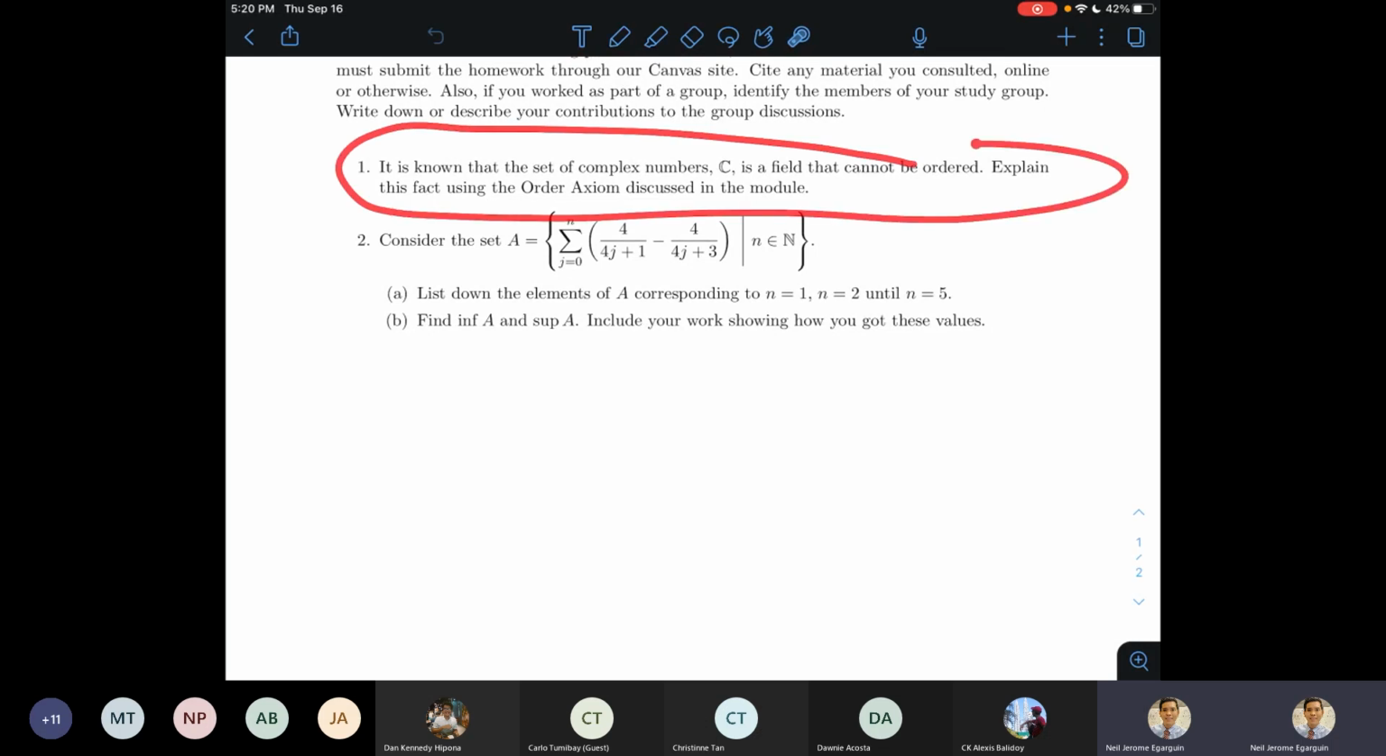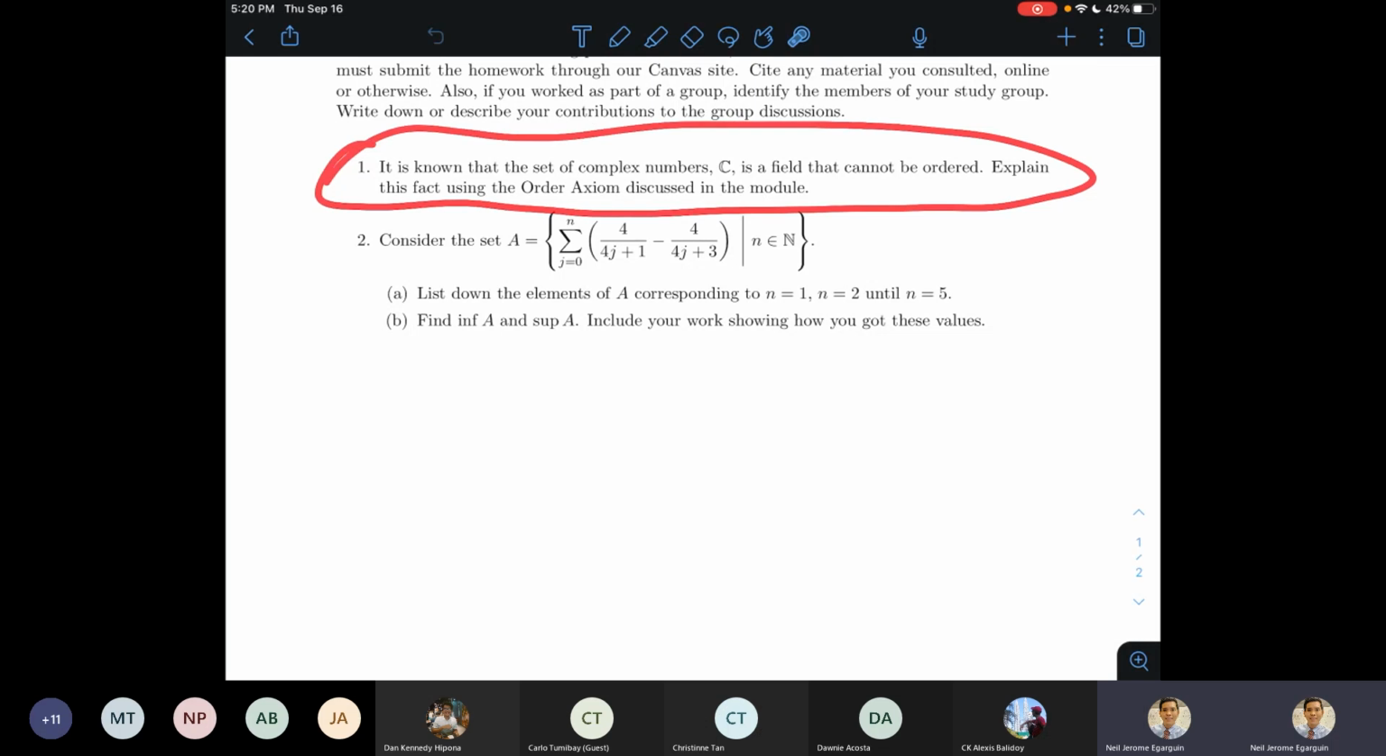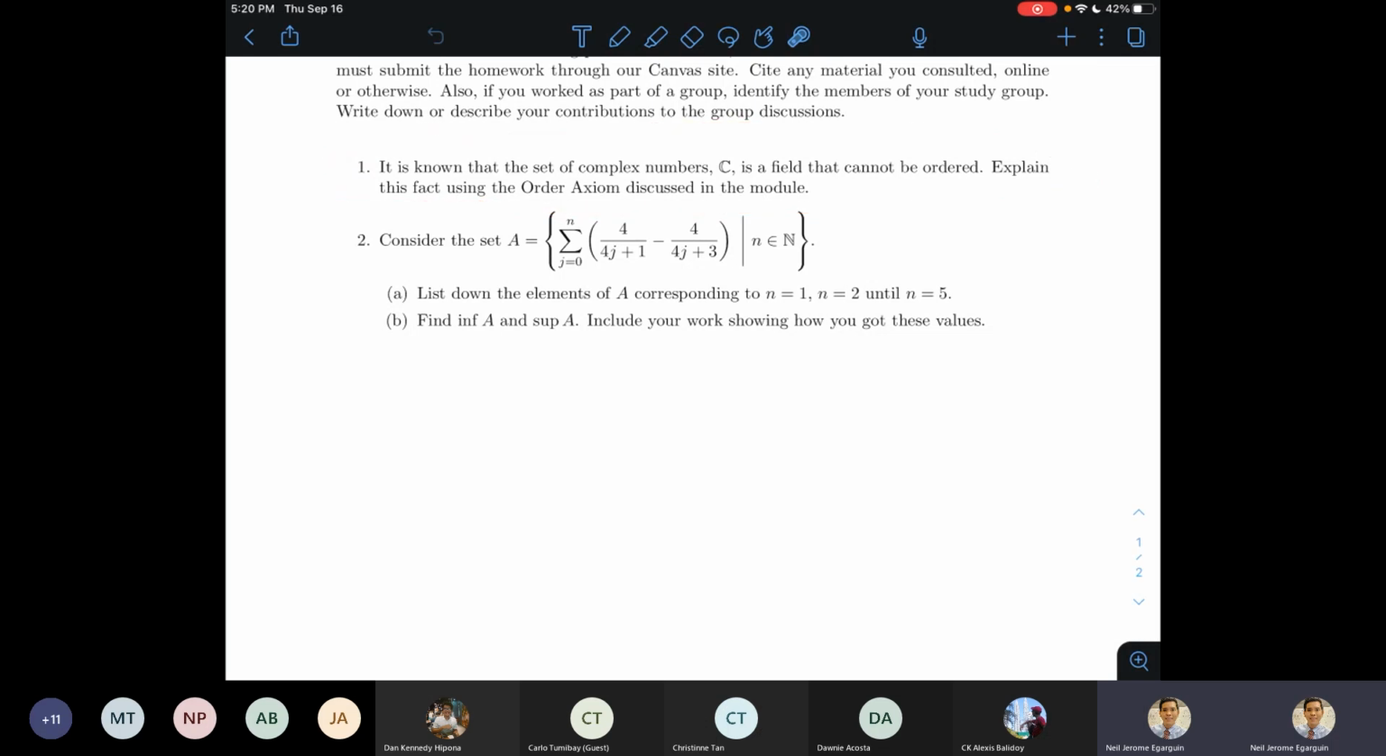I cannot say anything about number 1 yet because we haven't introduced the topic of the order axioms. Okay, pero ang gusto niyo lang sabihin na hindi na order or hindi natin kayang bigyan ng order yung set of complex numbers. So a couple of sentences, 2 to 3 sentences will do for problem number 1. Explain nyo lang, no detailed proof needed. Kwento nyo lang sa akin bakit hindi siya kayang i-order. Okay. So kung walang order, bakit? Bakit walang order?